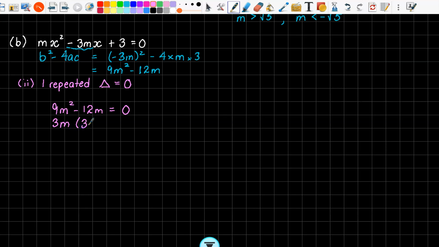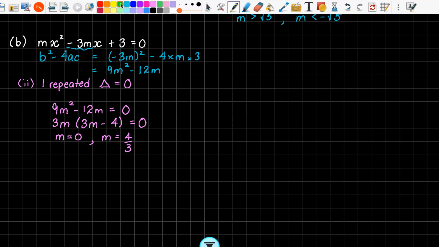3 times 3 gives me the 9. m times m gives me m squared. Take 4. So we've got m is 0, and we're solving 3m take 4 equals 0, so that is 4 over 3. So those are our solutions for when it has a repeated root.